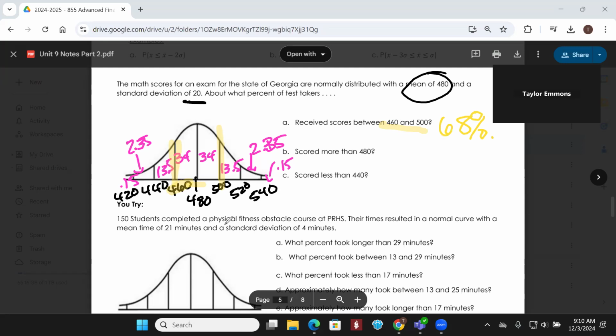On the next one, it says scored more than 480. Let's look at how we got that. Scored more than 480. We go to 480 and we go more than. So that is 50%. On the next one, scored less than 440. So we go to 440 and we add these two together. So that's 2.5%. Everybody see how I did that one?